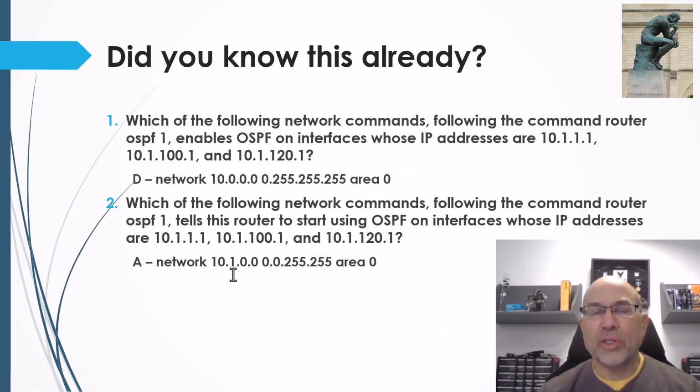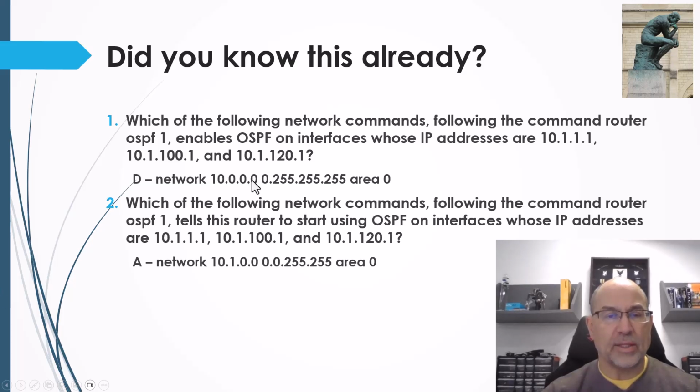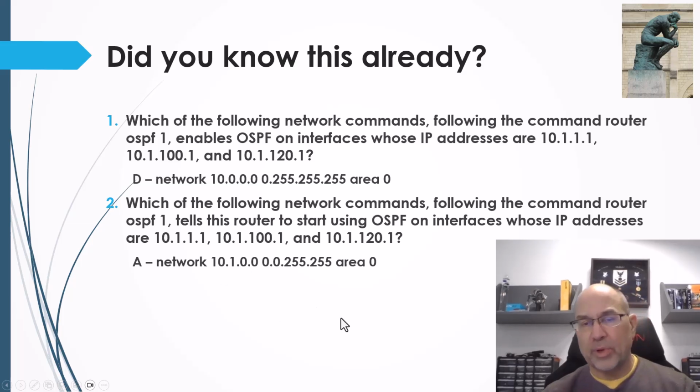All right, did you know this already? Question number 1: which of the following network commands, following the command router ospf 1, enables OSPF on interfaces whose addresses are the following? This is very similar to question number 2, except we're looking at that second octet, right? They look the same, but take a look at the answers. They reference the 10 net instead of the 10.1. So we've got to be really, really careful with that one.